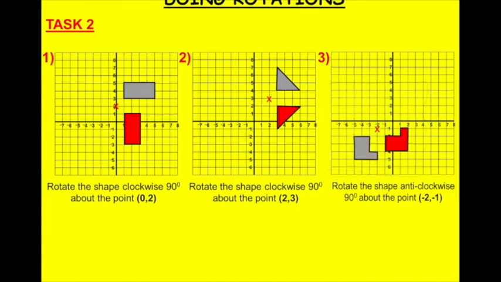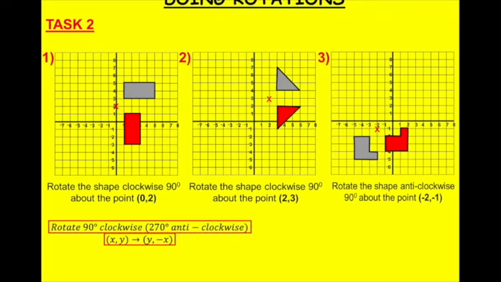So let's take a look at the first example here. Number 1. The instruction says rotate the shape clockwise 90 degrees about point (0, 2). So for 90 degrees clockwise or 270 degrees anti-clockwise, the two mean the same thing. I mean, these two will give you the same result.